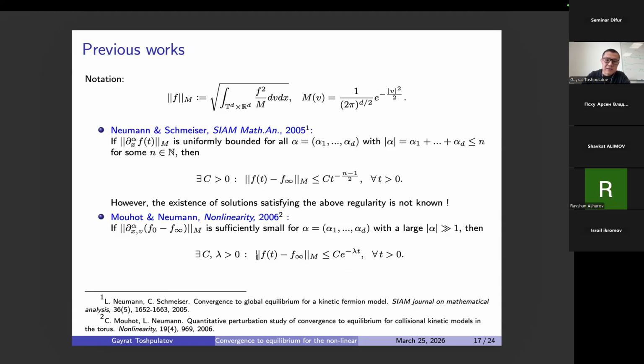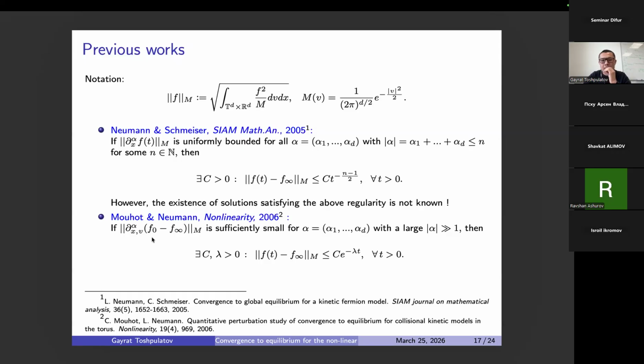Since lambda is positive, this right-hand side goes to zero. So we conclude that the solution converges to this F infinity exponentially. There is no assumption about the regularity, only about the initial data. Under this smallness assumption, they also constructed a smooth solution, so the same regularity.